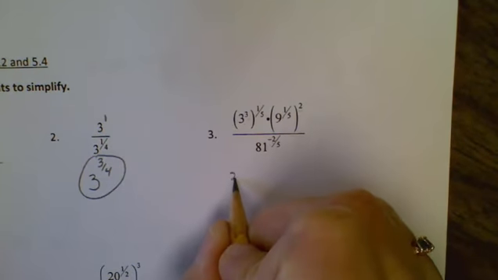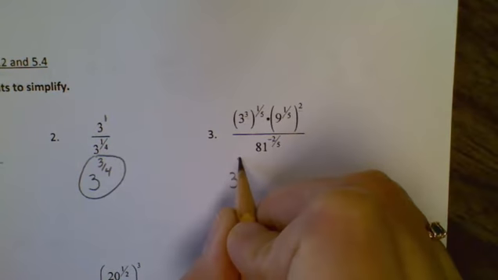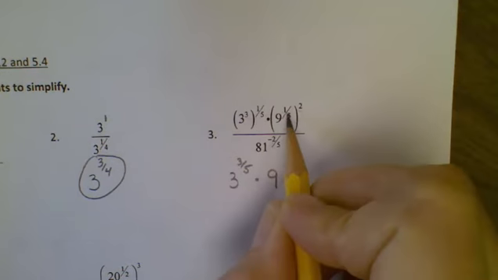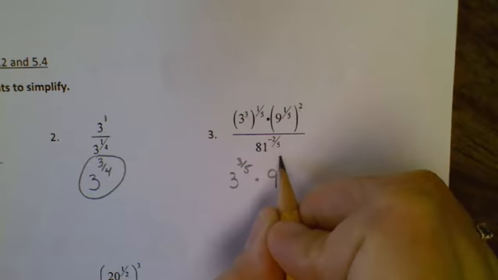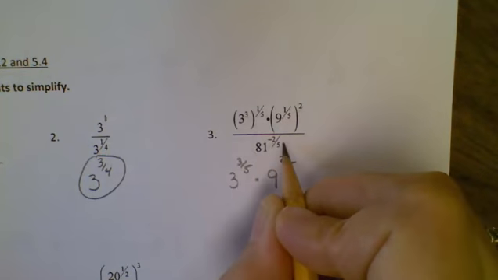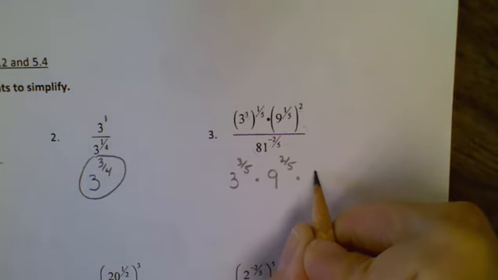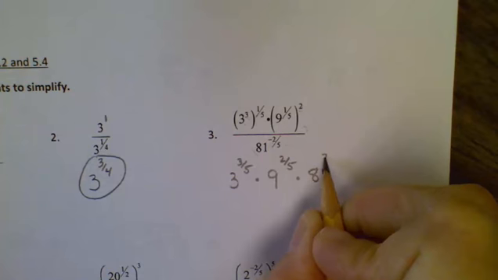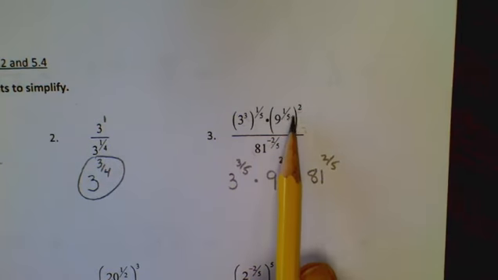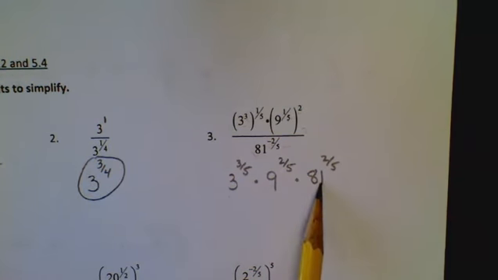So I have 3 to the 3 times 1/5, which is 3/5, times 9 to the 1/5 times 2, which is 2/5. And then this 81 is raised to a negative power, so I'm going to bring that up, and it's 81 to the positive 2/5 power. Okay, so I took care of the negative, and I took care of the power raised to a power. Now I can't multiply those as is because they're not the same base.